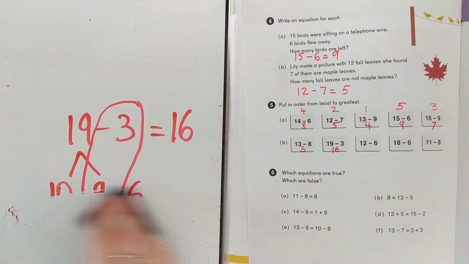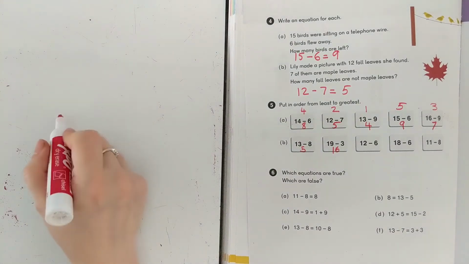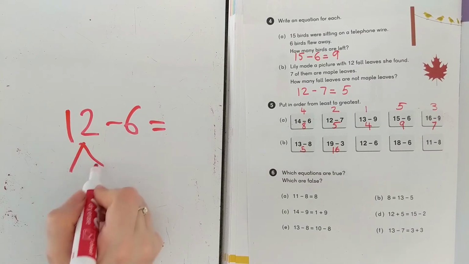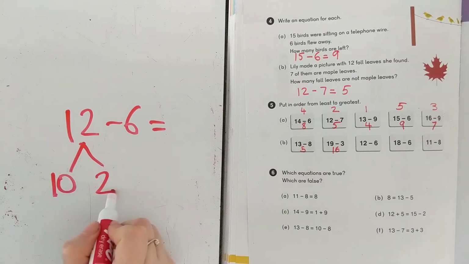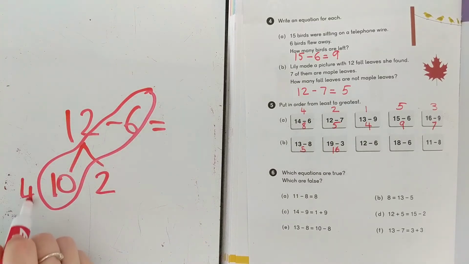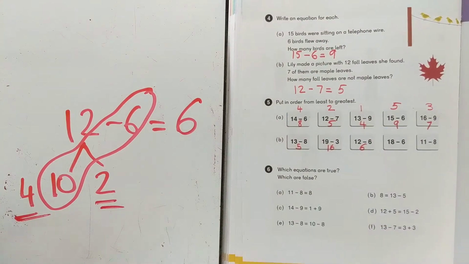Let's do 12 minus 6. I'm going to go back and try to take away from the tens place first. 12 minus 6. Inside the 12, there is a 10 and a 2. 10 plus 2 makes 12. Now I'm going to take away. 10 minus 6 is 4. Add those leftovers. 4 plus 2 is 6. Let's write our answer. 12 minus 6 is 6.